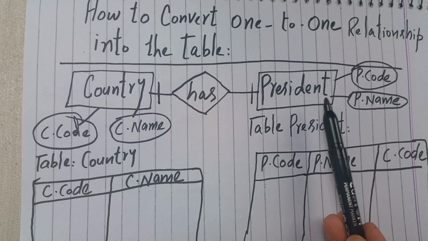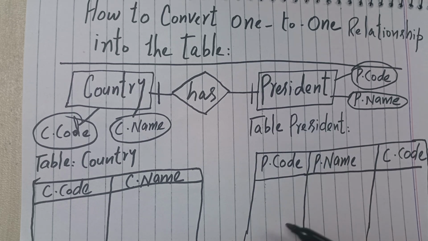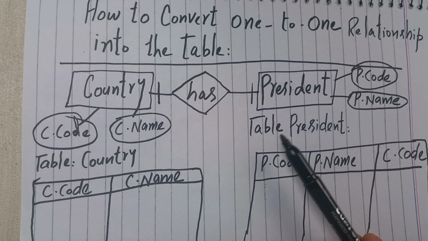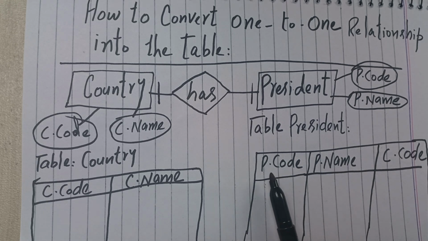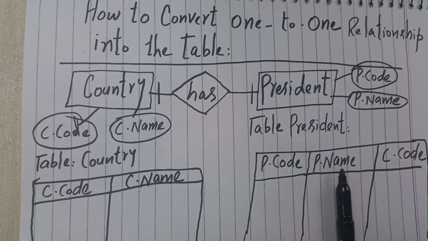Similarly, the president entity is converted into a table. Here in this table, the name of the table is president, and the attribute names called president code and president name are used as attributes in the table.